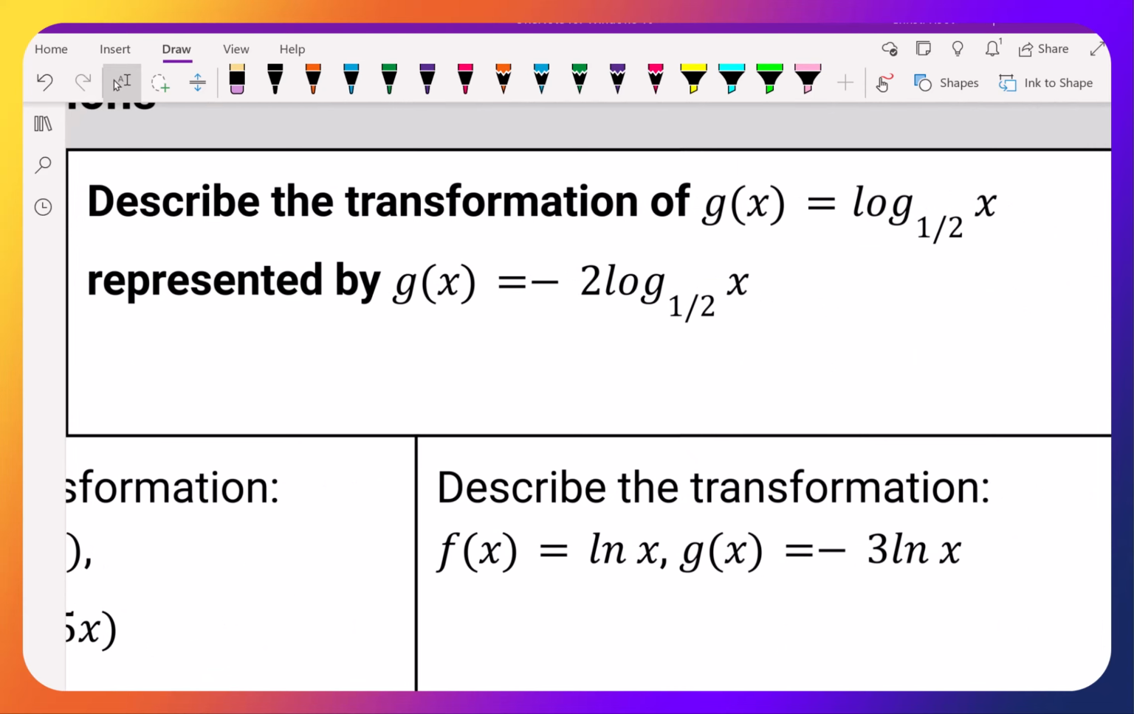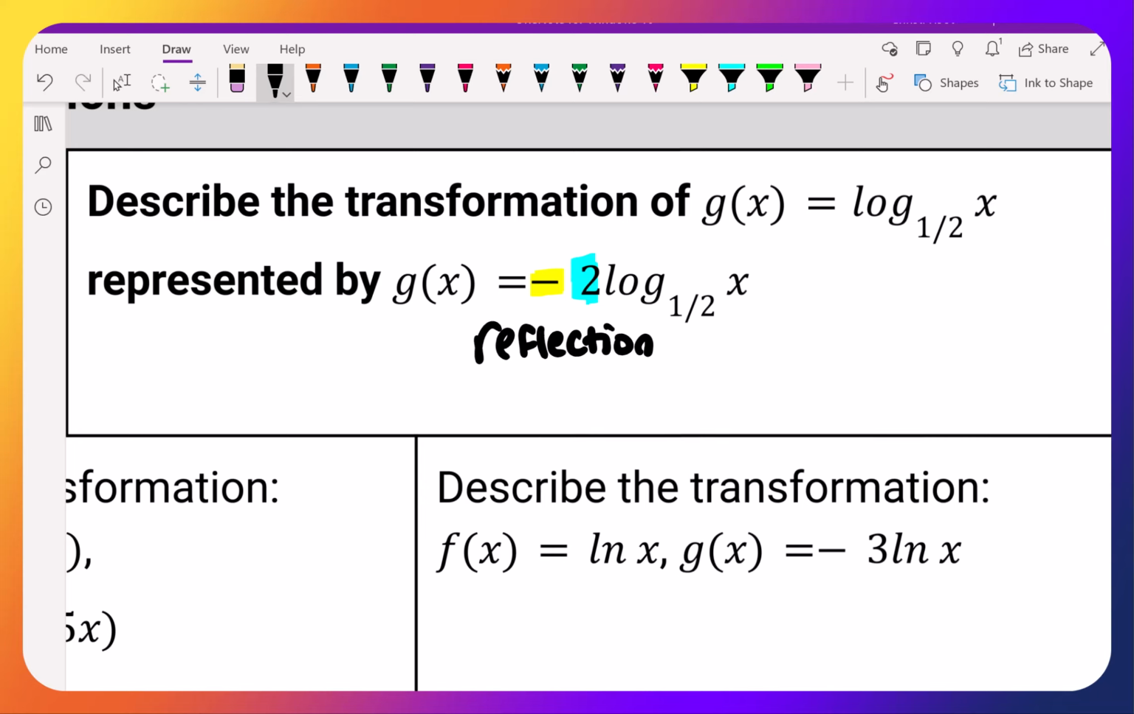All right, this one's a little bit more challenging. We haven't had one like this so far on this lesson. I see 2 changes. This negative is going to be a different change from the 2. You've got to separate the negative from the number because the negative specifically reflects. So this is a reflection.